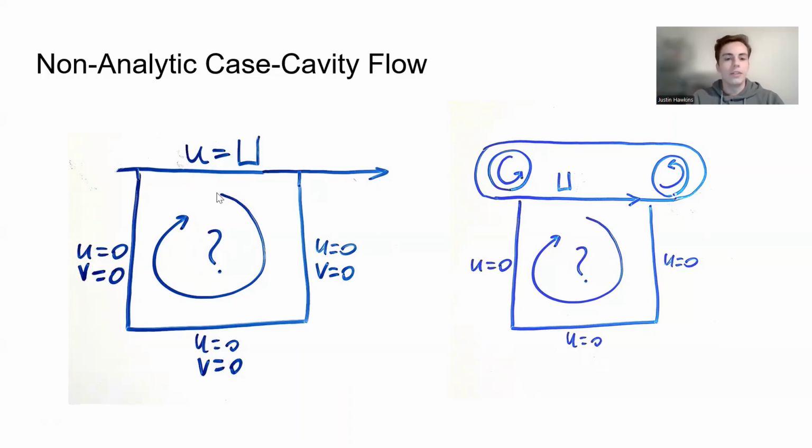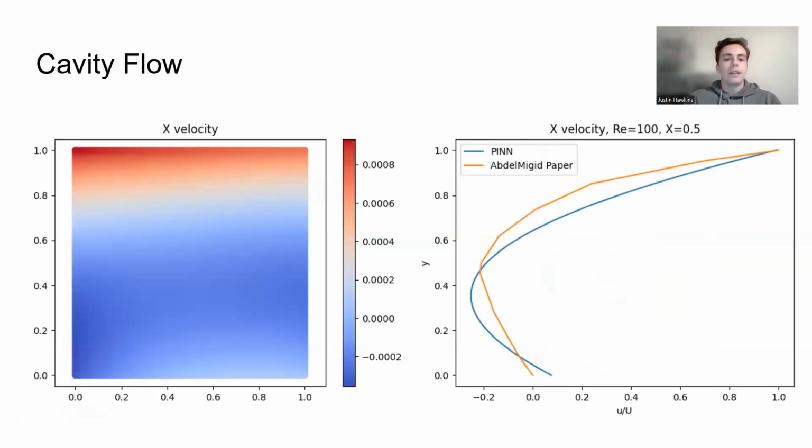I imagine just off of my intuition that some kind of vortex will form in here, but I don't actually know. So I threw the PINN at it, and this is the x velocity profile it came up with here on the left. You can see at the top, it's moving at a fixed velocity, and at the bottom, it gets slower. And I was actually able to find a research paper that provided some data on their CFD calculations for what this velocity profile should look like.